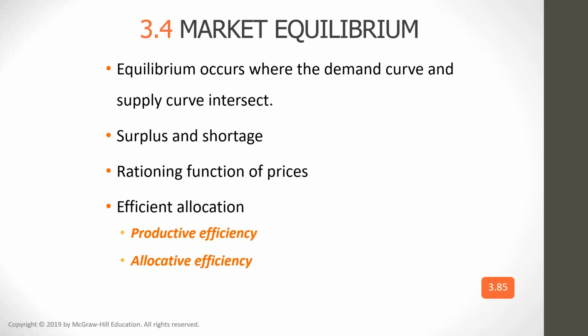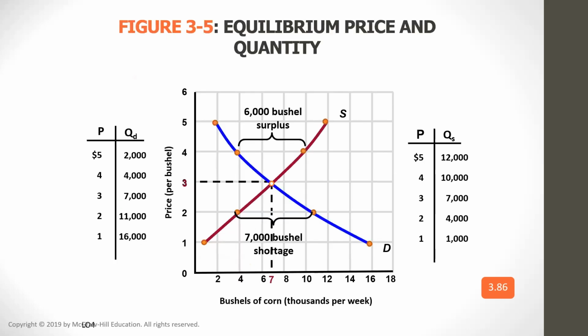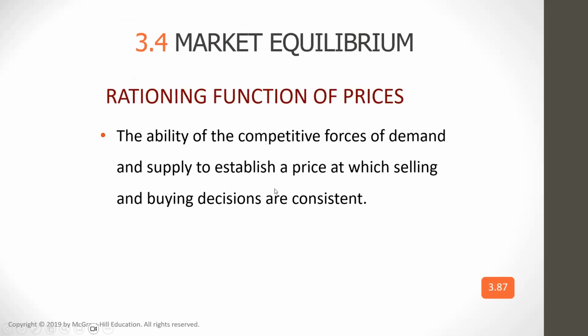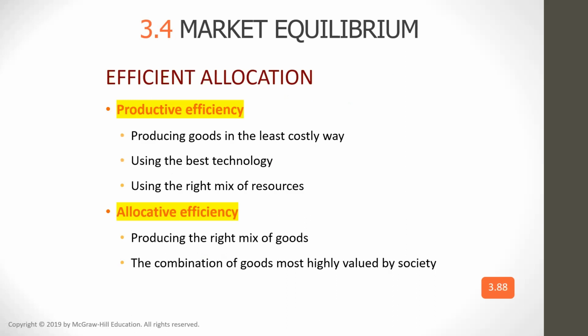So equilibrium occurs when the demand curve and supply curve intersect. Related concepts are surplus, shortage, rationing function of prices, efficient allocation, productive efficiency, and allocative efficiency. Anything above is a surplus, anything below is a shortage, and equilibrium is where they get to through negotiation. Rationing function of prices is the ability of the competitive force of demand and supply to establish a price at which selling and buying decisions are consistent.